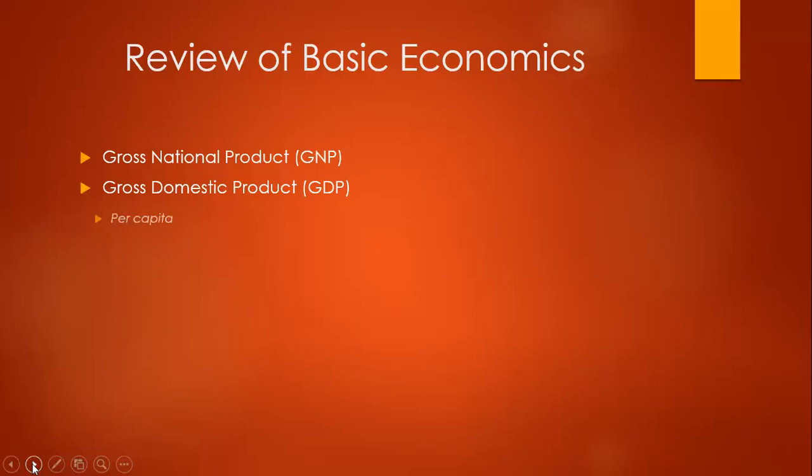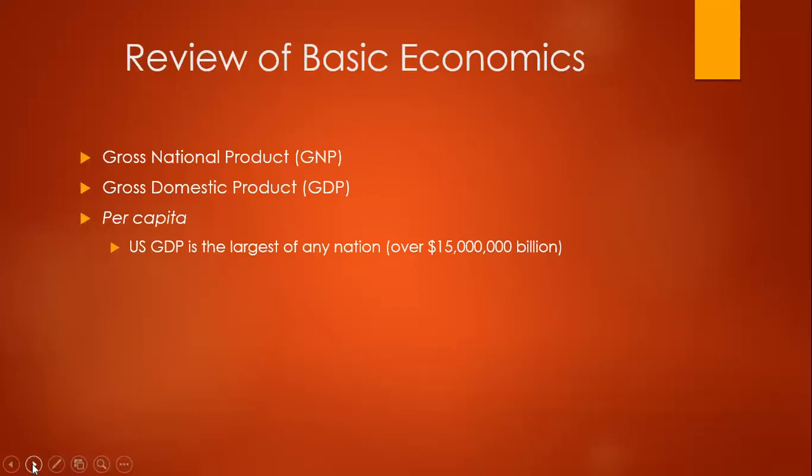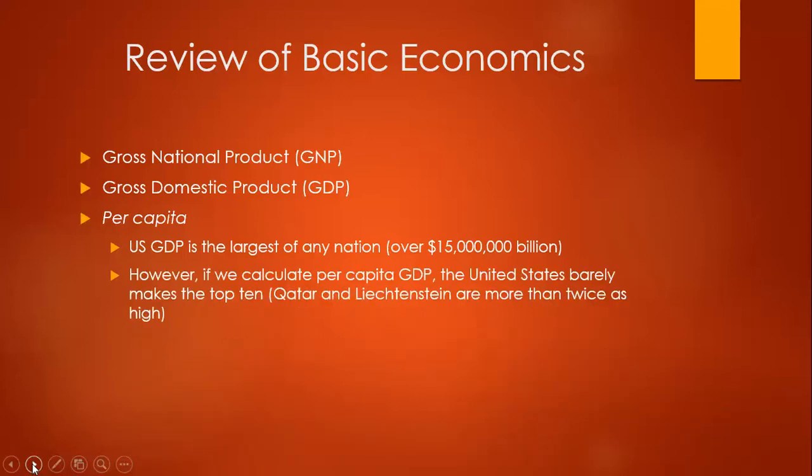When we talk about per capita, we mean per person. So calculating per capita GNP or GDP allows us to make a comparison of larger nations to smaller nations in terms of their economic productivity. The U.S. GDP is the largest of any nation. It's over $15 trillion every year. However, if we calculate the per capita GDP, the U.S. really just barely makes the top 10. Small nations like Qatar and Liechtenstein are more than twice as high in terms of per capita GDP.